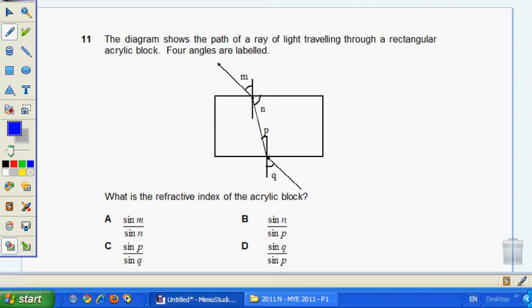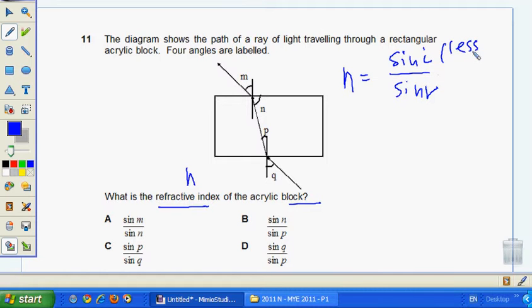Okay, question 11 is asking for the refractive index of a glass block. Refractive index is given by a formula called n. You can recall that n is equal to the sine of the angle in the less dense medium, usually i, over sine r. So please take note, angle i must be in the less dense medium.